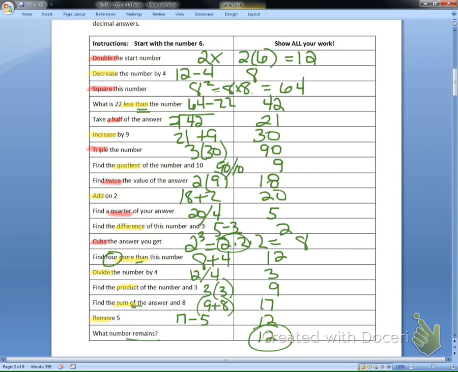That's the magic number. If you were able to get the magic number, congratulations, you have mastered all the vocabulary words that mean all the different operations. Good job. If you didn't get the number, then please study those operation words.